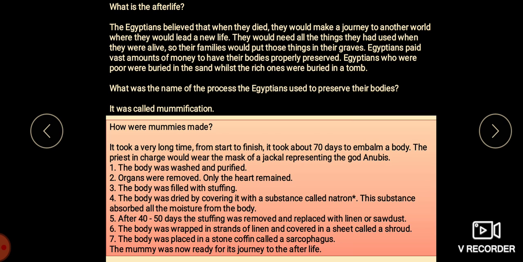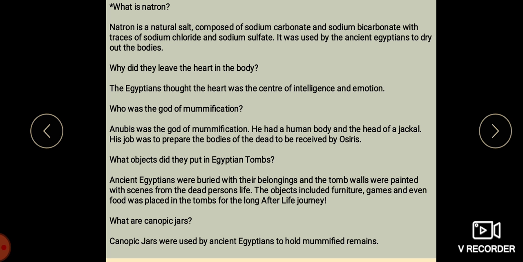The body was wrapped in strands of linen and covered in a sheet called a shroud. The body was placed in a stone coffin called the sarcophagus. The mummy was now ready for its journey to the afterlife.